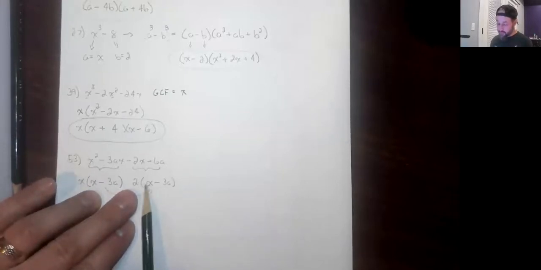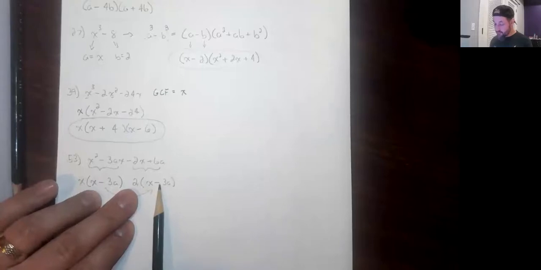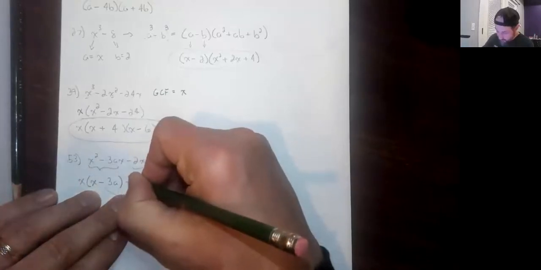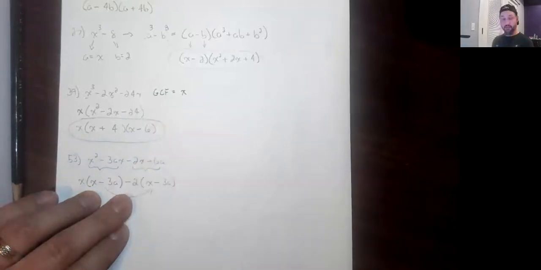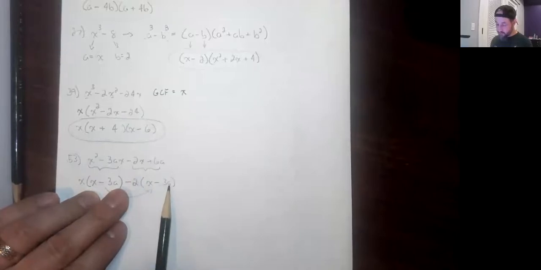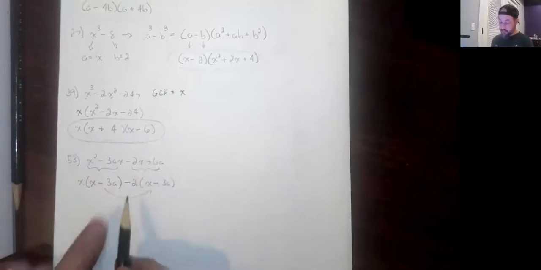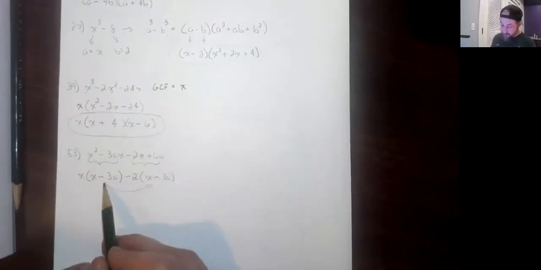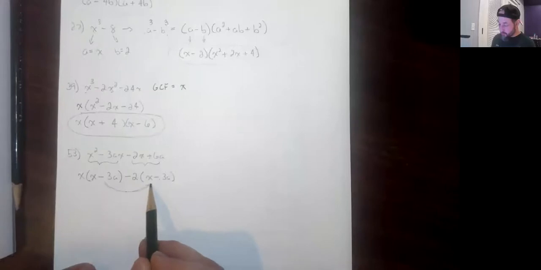2 times x would be 2x. 2 times a negative 3a would be a negative 6a. So I need to make this a negative. When I make that a negative, it gives me negative 2 times x is negative 2x. Negative 2 times negative 3a is positive 6a. That matches. So what I did is I just brought this one over right away.